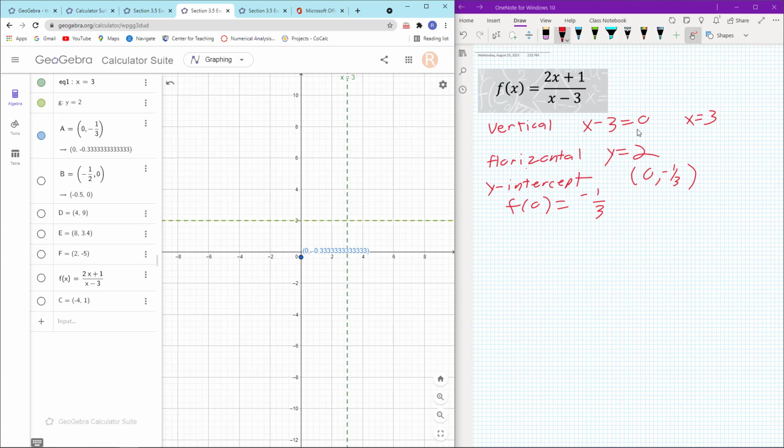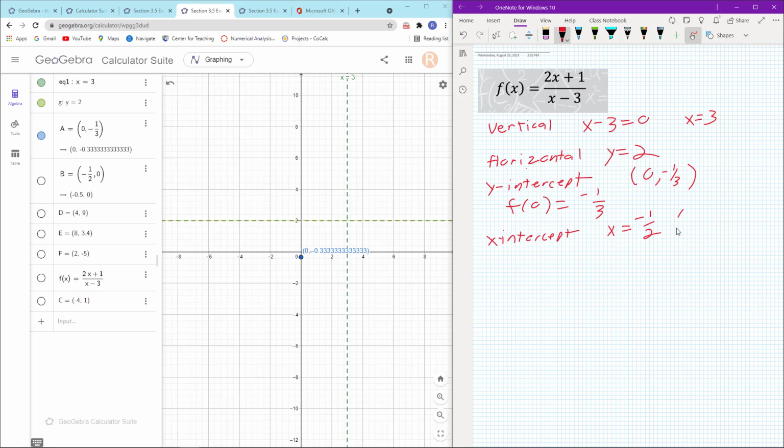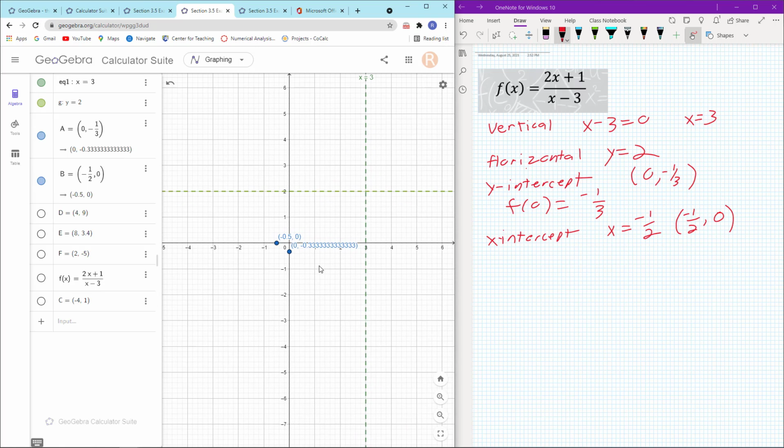Now we are going to determine the x-intercepts. Since this is a linear equation for the numerator, there's going to be exactly one x-intercept, and that's going to occur at the zero of the linear term, which is when x is equal to -1/2. So the x-intercept will be (-1/2, 0), which of course is right there. You can see all the points right here.